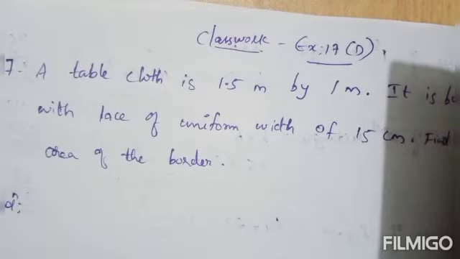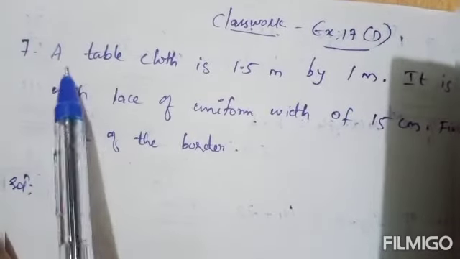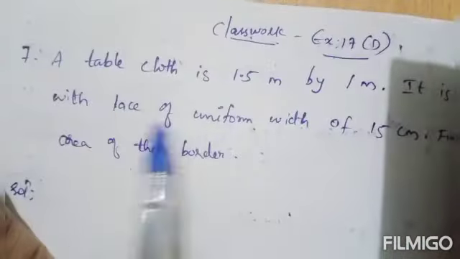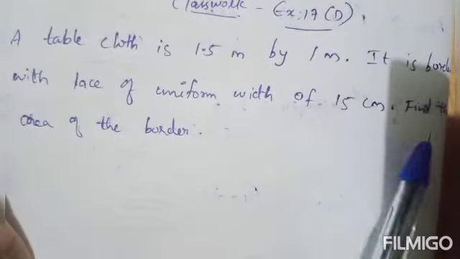So we have been discussing chapter 17, perimeter and area, in that exercise 17D. So next question, the 7th one. A tablecloth is 1.5 meter by 1 meter. It is bordered with lace of uniform width of 15 centimeter. Find the area of the border.